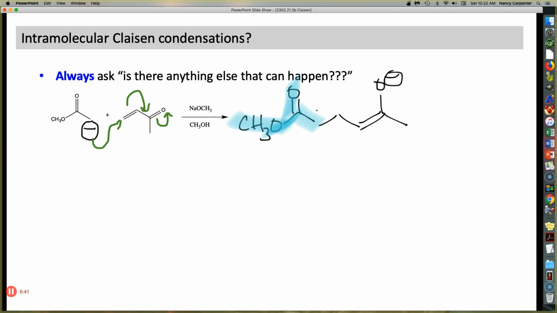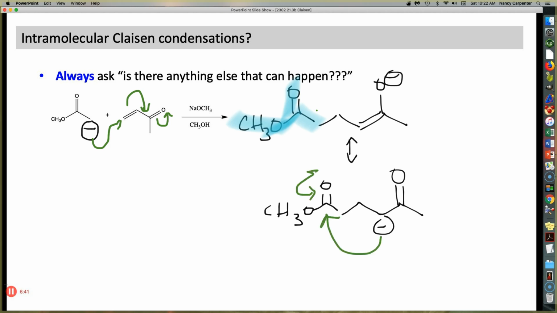Well, of course there's something else that can happen. We can protonate our enolate, but our enolate's a really good nucleophile, as we know. So, as I look at this, I'm going to look at the resonance contributor and say, well, I've got a great nucleophile and I've got a great electrophile. Can this undergo an intramolecular reaction? I'm going to rule that out because it's a 1, 2, 3, 4 membered ring. That is not very favorable.